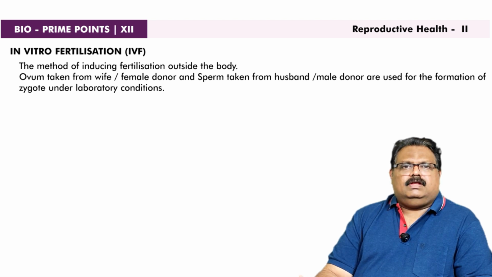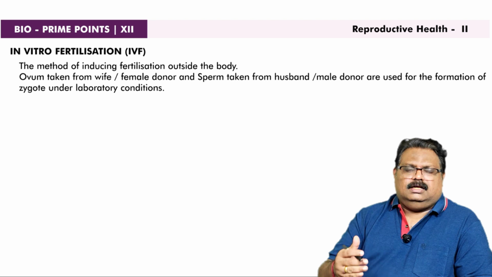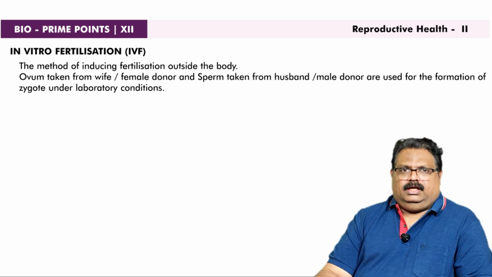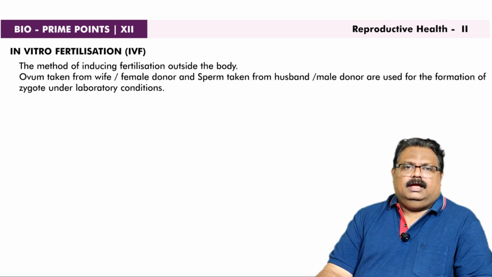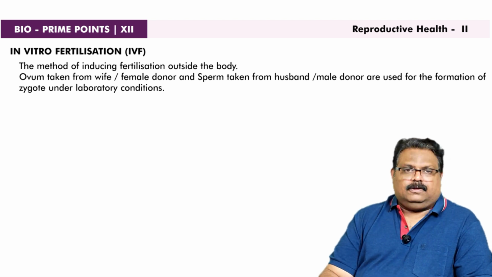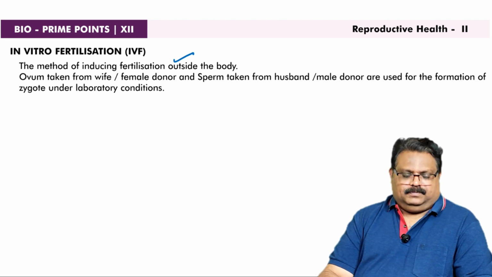Usually fertilization takes place inside the reproductive tract of the female, isn't it? So that process is called in vivo because it occurs inside the living system. But if the same fertilization is taking place outside the body, we are conducting the fertilization outside the body, it is called in vitro fertilization. That means the method of inducing fertilization outside the body.